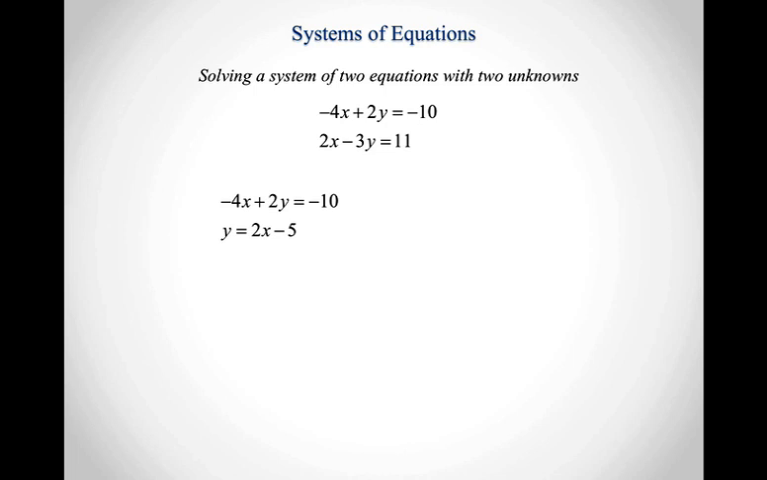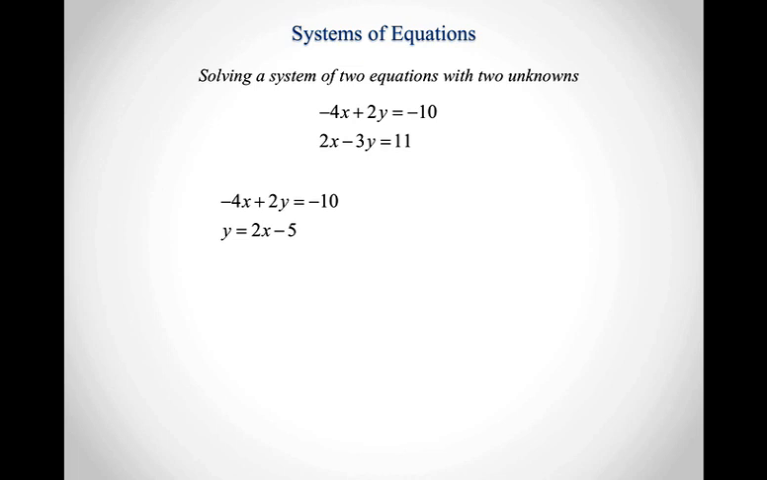I could have solved the first equation for x. I could have taken the second equation, solved it for either x or y. It doesn't really matter. It's just in this case I've chosen to take the top equation and solve it for y, and that's left me with the expression that y is equal to 2x minus 5.